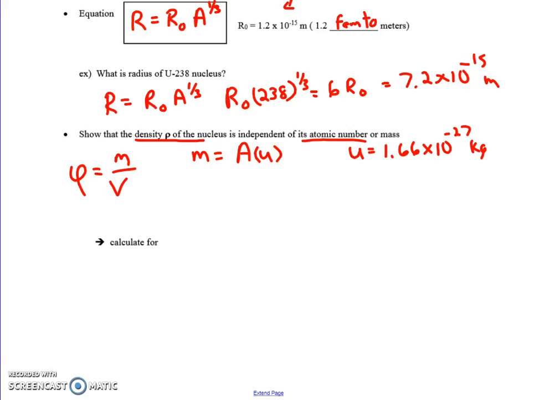All right, how about volume? We're going to treat the nucleus as a sphere of sorts, so the volume is going to be 4/3 pi r cubed.